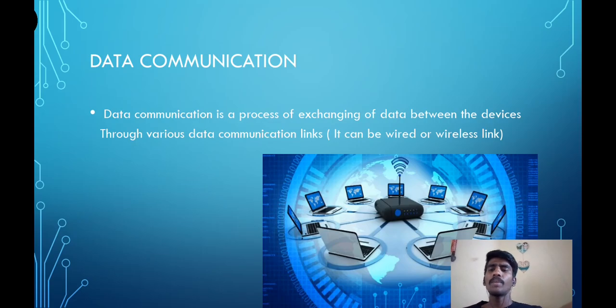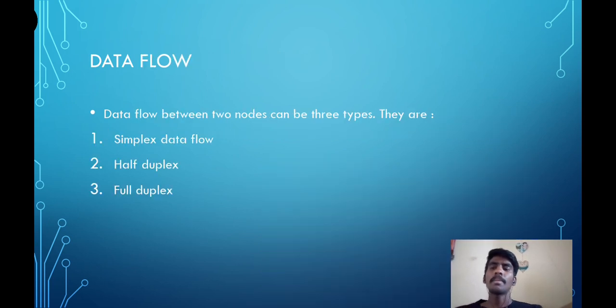So the main component that we need in computer network is data communication. We all know communication is the process of exchanging data between the devices through a communication link. I just told you before, communication link can be wired or wireless. Now, what is data flow? Data flow, the name itself we could find it is a flow of data. Data flow is again divided into three types, preferably simplex data flow, half duplex and full duplex.